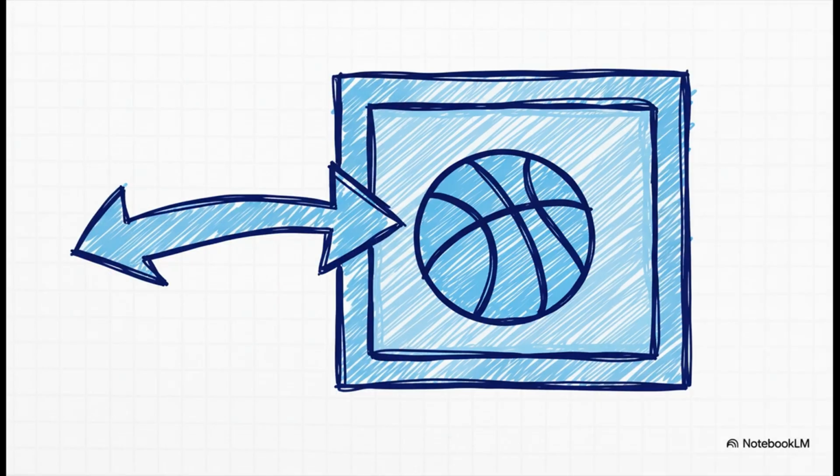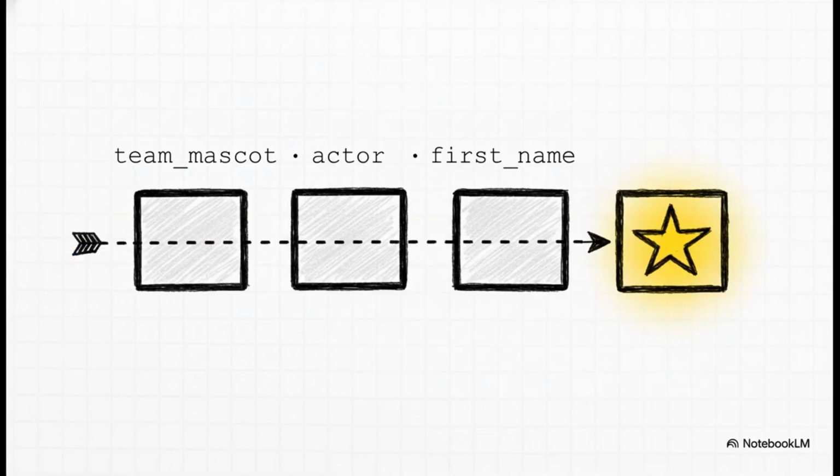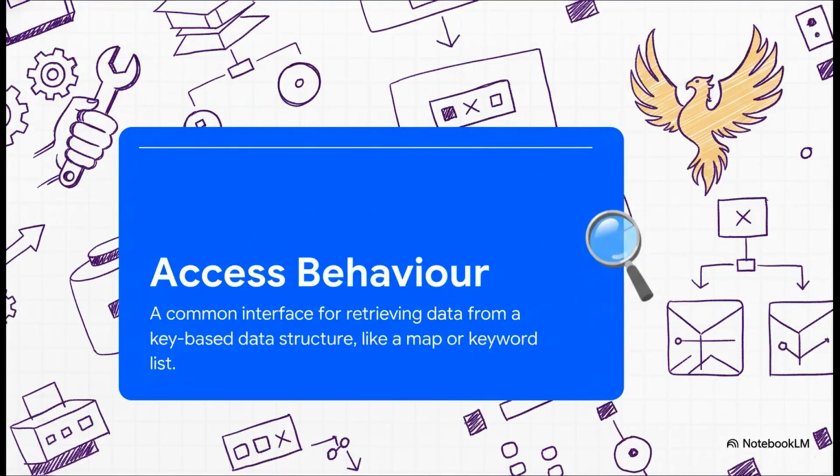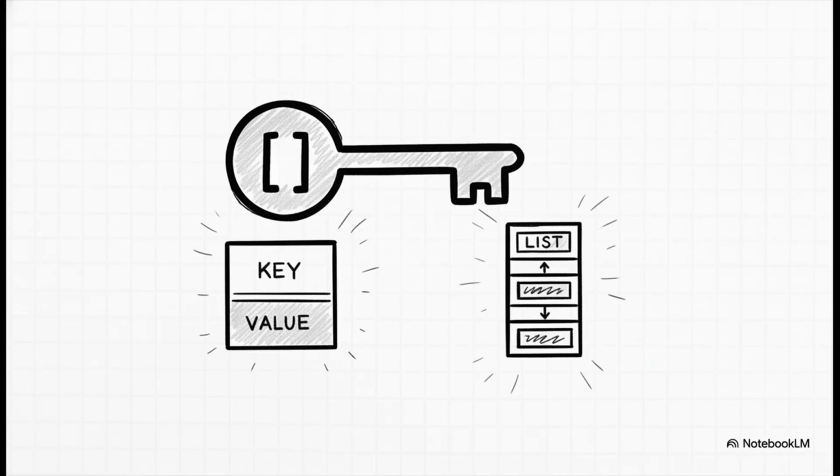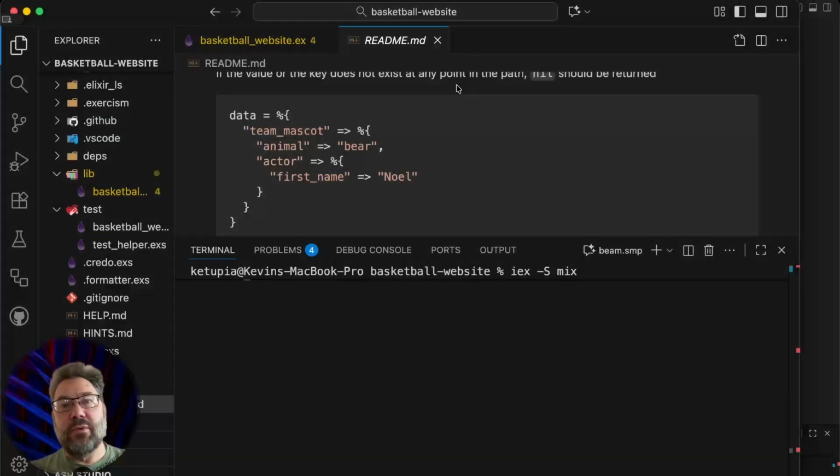So, check this out. A web team is having a tough time pulling specific data from their nested maps. They just want to get the value at the end of this path, without crashing the whole thing. So, what's the secret? It all comes down to understanding Elixir's built-in access behavior. It's literally just square brackets. This is your go-to way to get data from maps and lists. Let's take a second and look at what this access behavior does.